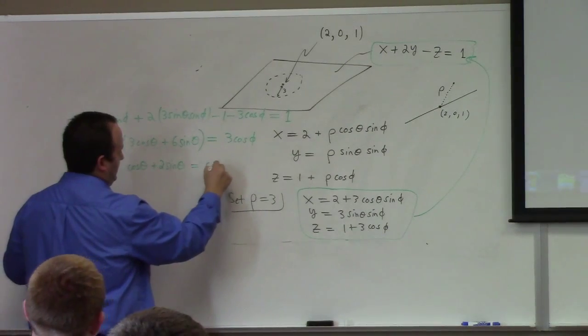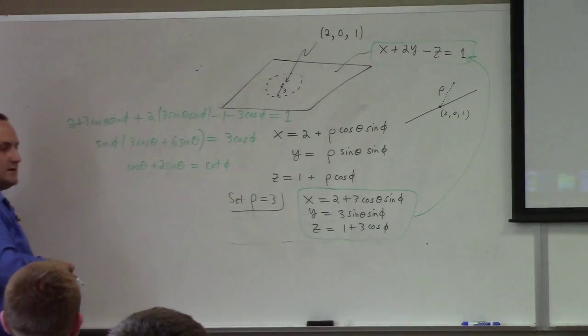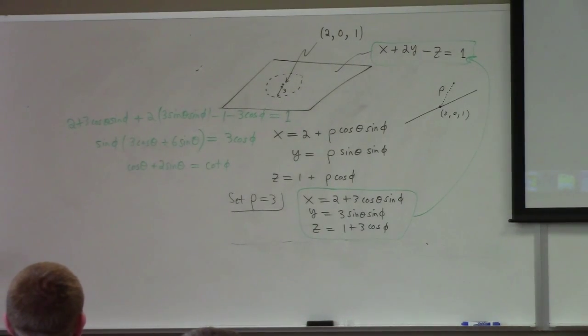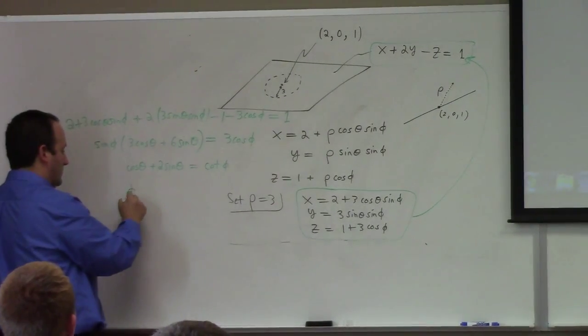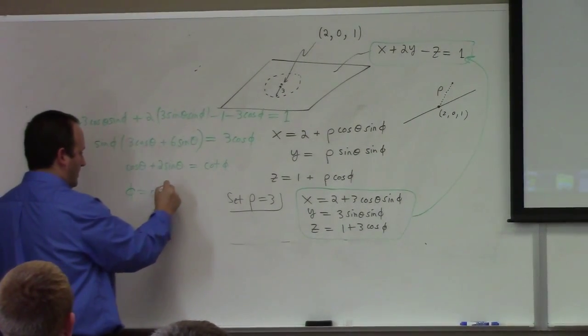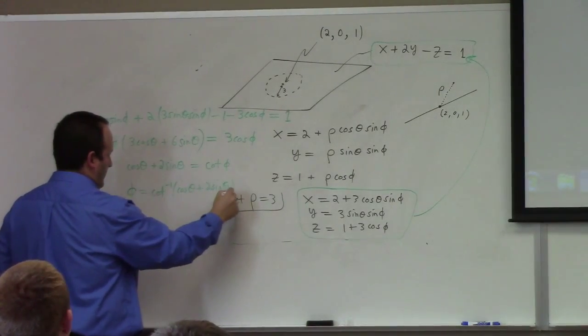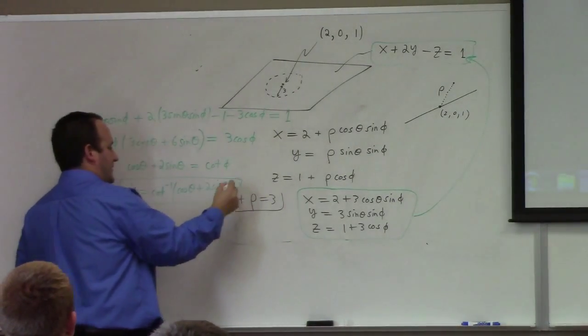that's actually cotangent of phi. Now I can solve for phi. Why do I care about that? See, that's the key to the kingdom right there.